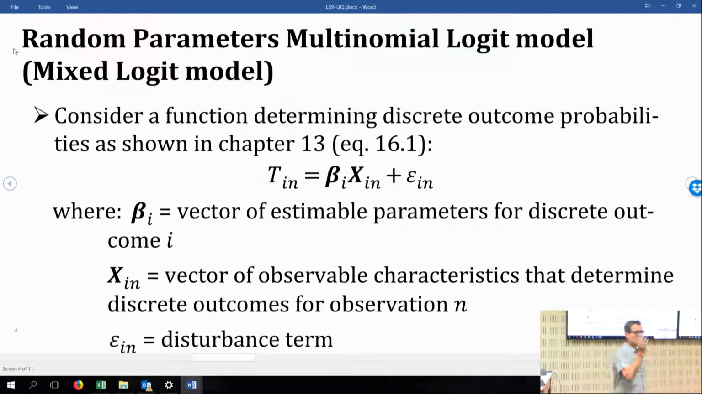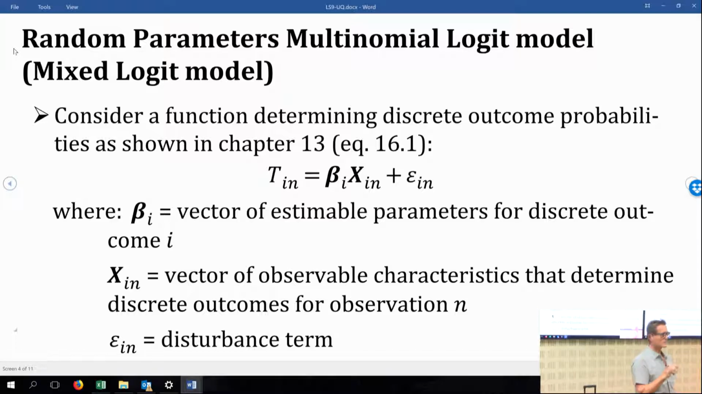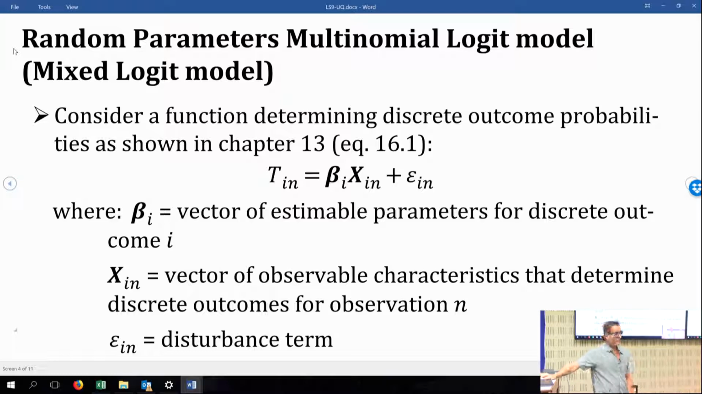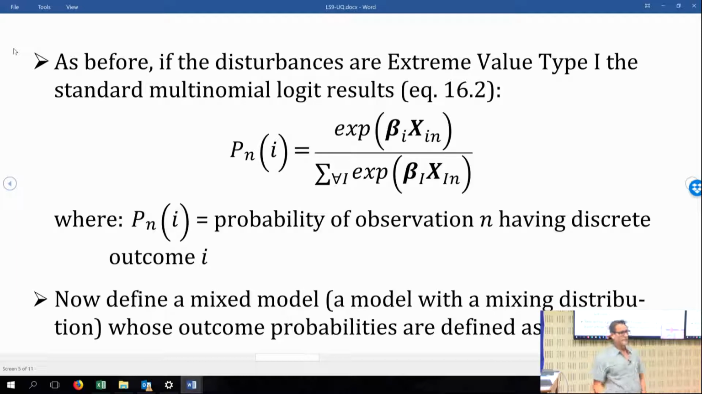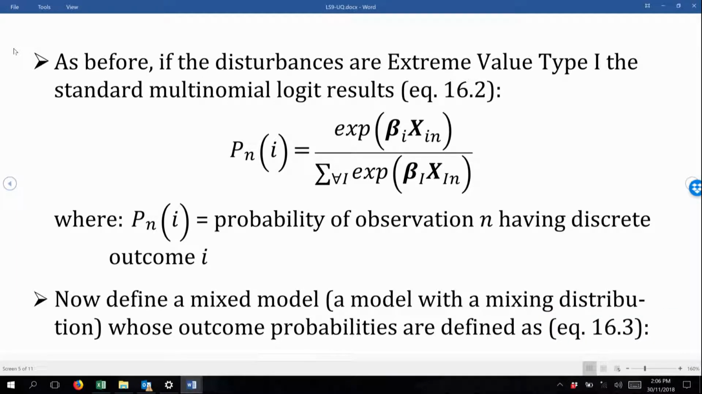So we've seen this function. This is the function for the discrete choice model. So the first exercise we're going to do is a random parameter choice model. So we've seen the choice models and done those. And so now we're going to revisit those and add some random effects and assess what those look like. So we take that, and there's the predictive equation for the discrete choice, which we've seen already and worked through already. It's the ratio of the exponent raised to the beta x and divided by the sum of all of the choices in choice set capital I. Okay? So now we define a mixed model, which is a model with a mixing distribution whose outcome probabilities are defined in this next slide.